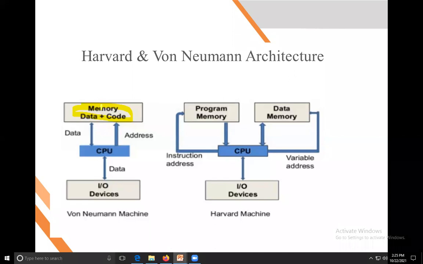But in Harvard structure, data memory is different and program memory is different. It means that in the cupboard you make shelves: first year books on the upper rack, second year books on the second rack, and third year books on the last rack. There are 3 racks in the cupboard. If you want any book from the first year, you can go directly to the first rack and fetch the book. So it is very easy to fetch the books from the cupboard.